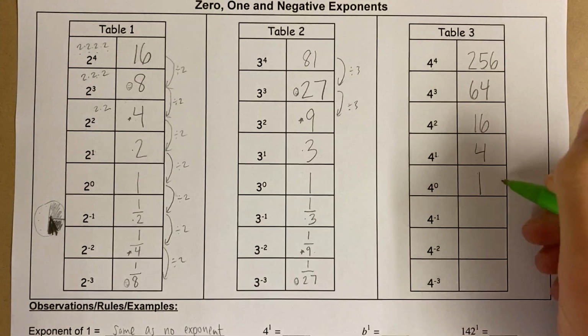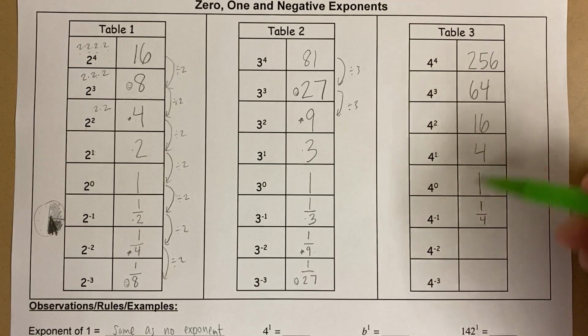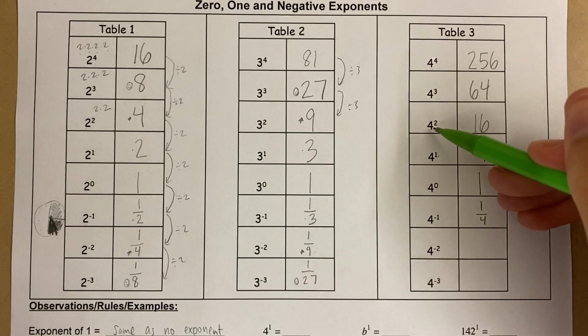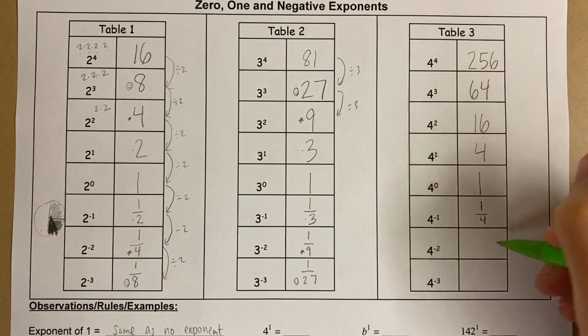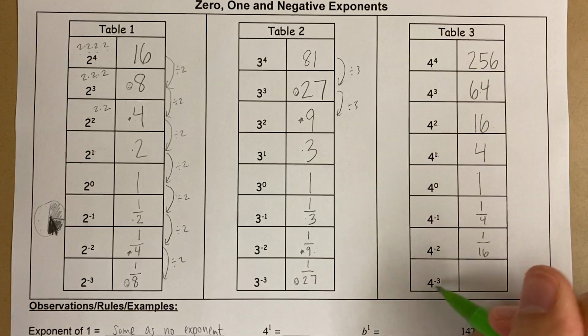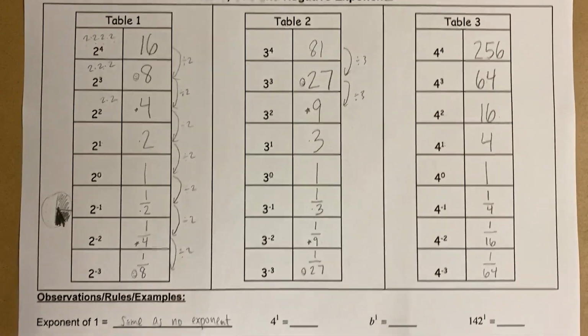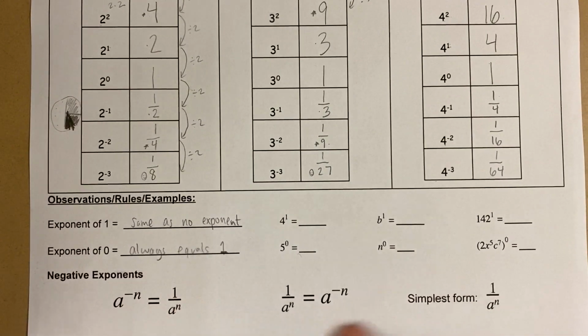Okay? And then going down this way, this is 1/4, right? Look, 4 to the first is 4, so 4 to the negative first is 1 over 4. 4 to the second is 16, so 4 to the negative second is 1 over 16. 4 to the third is 64. 4 to the negative third is 1 over 64, okay? This is the pattern that I observed. So we're going to talk about negative exponents right now.